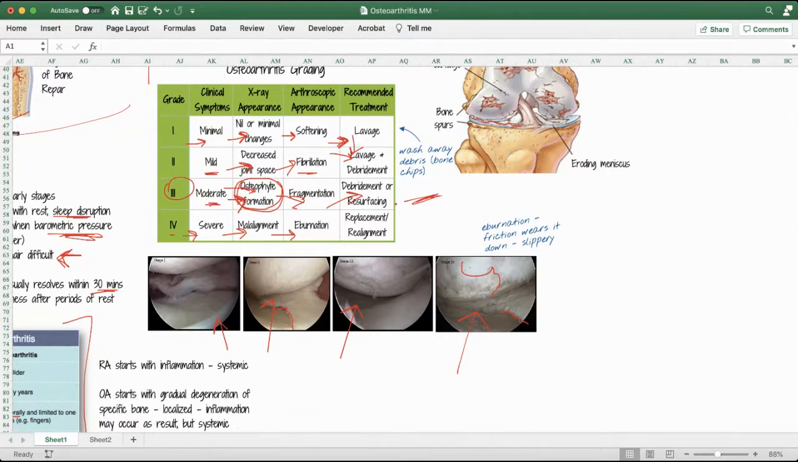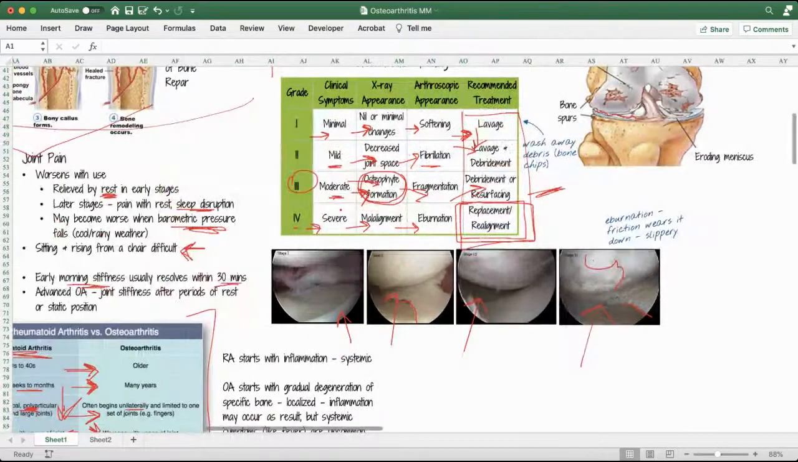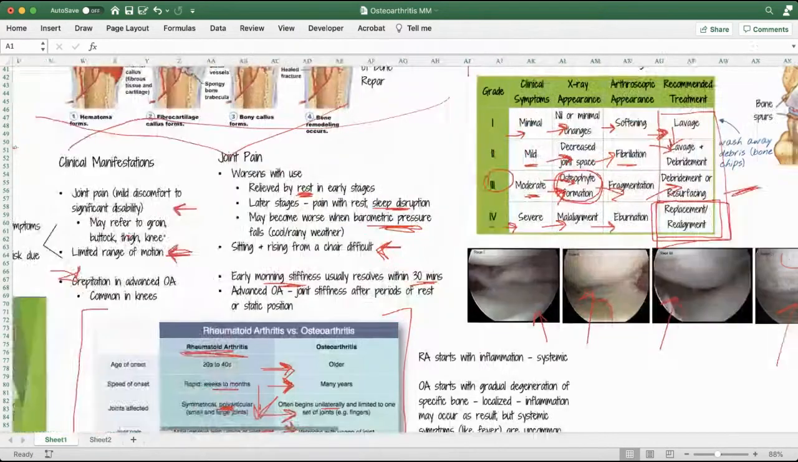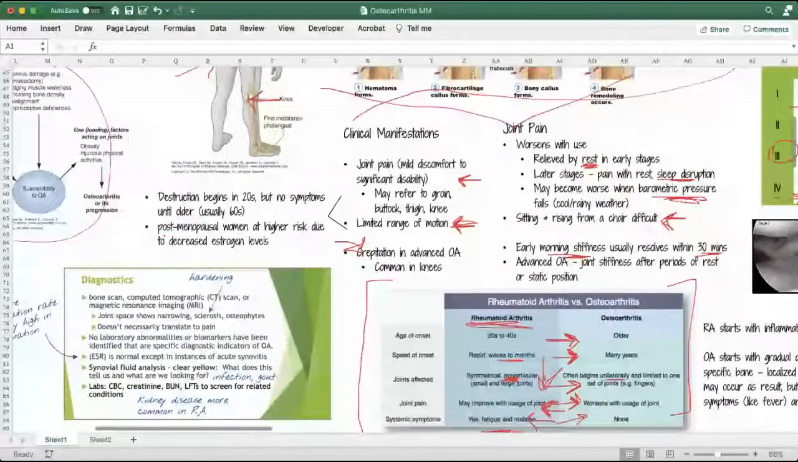And then at that point, there's not a whole lot we can do. There's definitely things in all of these grades that we can do to help relieve the symptoms. But in terms of fixing the problem, at that point, we're talking about a knee or a hip replacement. We talked about that already. So let's swing over to diagnostics.